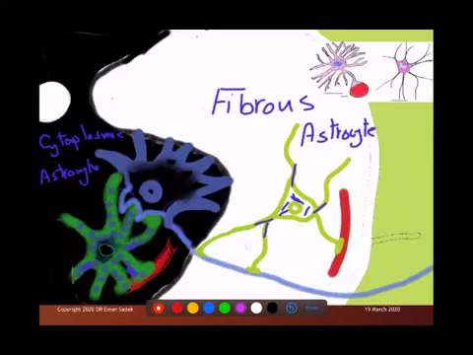Here again, another picture. This is the gray matter. So what is present here? It is the cytoplasmic astrocyte. It has many processes but short. They have granules in the cytoplasm. They are present in the gray matter.